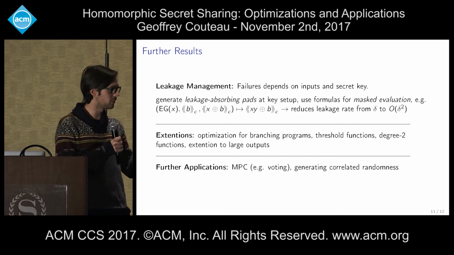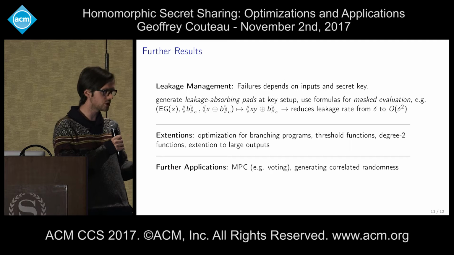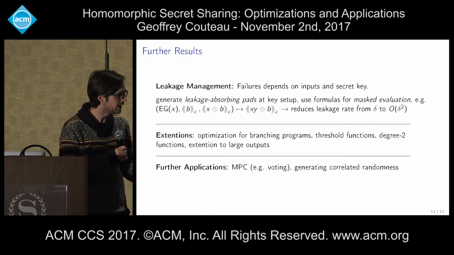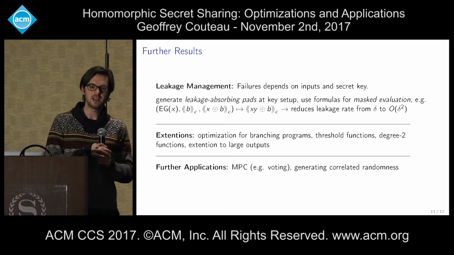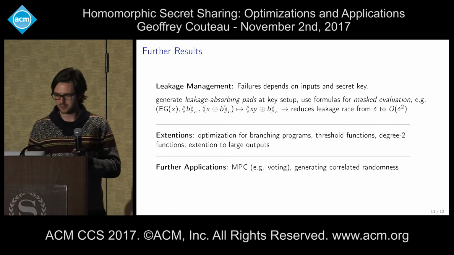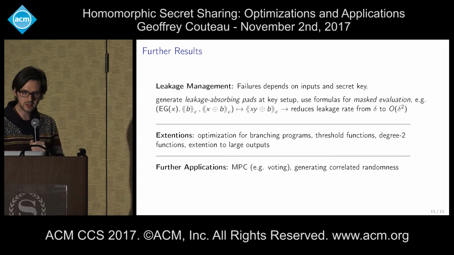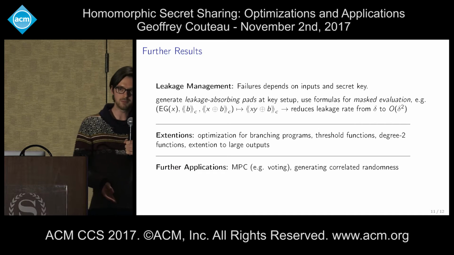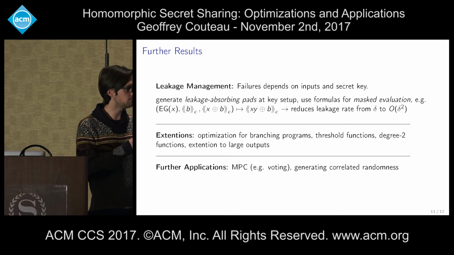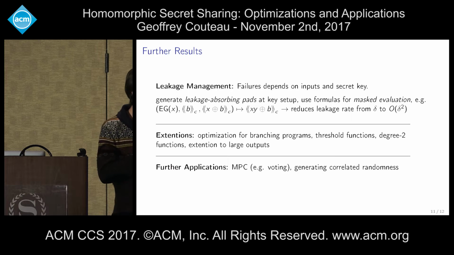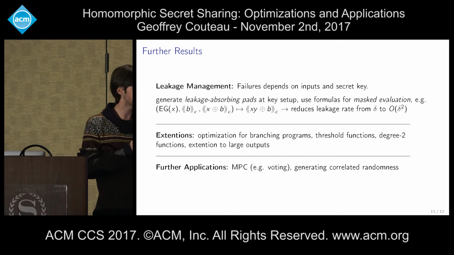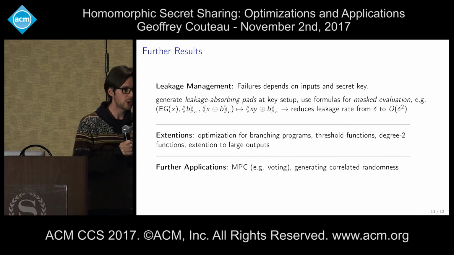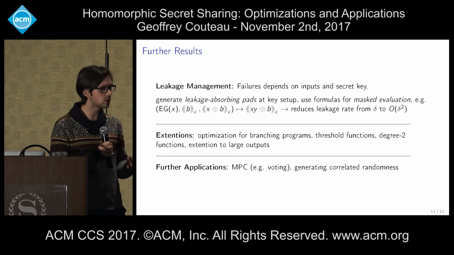We also worked out some extensions to make it more efficient for branching programs, threshold functions, and other types of interesting computational models. And we worked out further applications. One application I want to spend a minute on, if I have time, is the case of generating correlated randomness. So that's a bit different. But if some of you like MPC, you might already know that many MPC protocols can be sped up quite well if the players have access to a source of correlated random coins. And it turns out that homomorphic secret sharing allows us to generate correlated random coins quite efficiently.